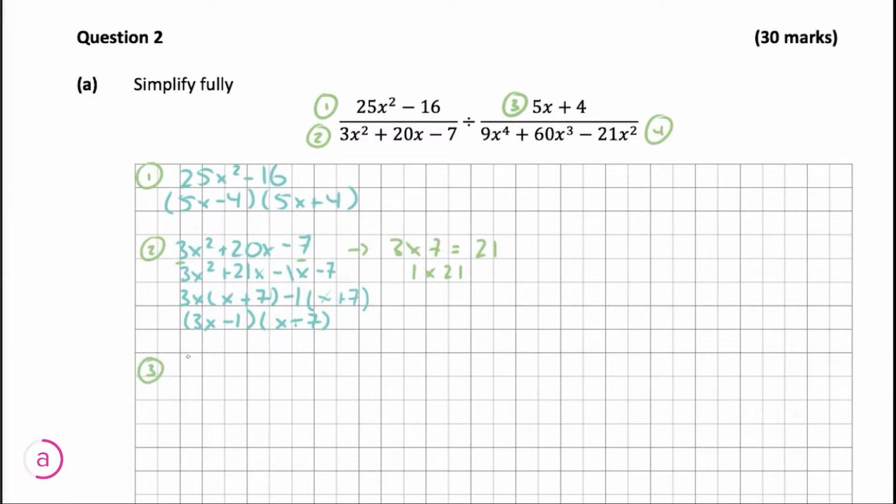And now equation 3, that's as simple as we're going to get. And then equation 4, it looks a bit like a quadratic, but slightly more complicated. So the first thing we're going to want to do is just sub out 3x squared from each term. And then we can see that the quadratic inside the bracket is the same as the quadratic in question 2. So we can simply sub in the factorized version.